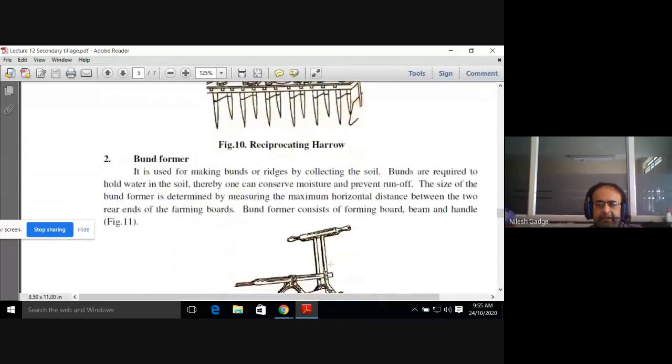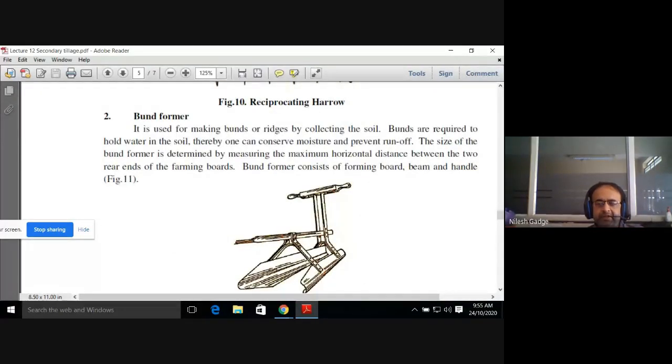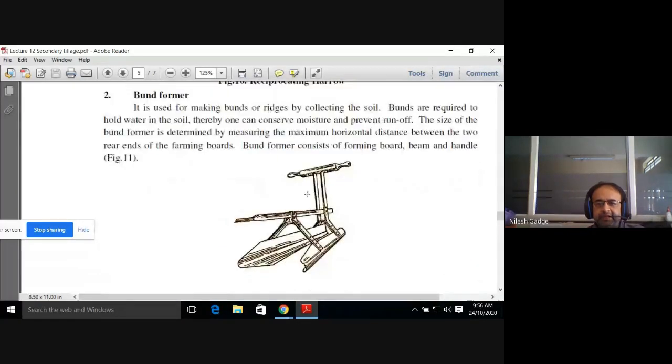Then there is a bund former. This is not a harrow. It is not a type of harrow, but a secondary tillage implement. It is used for making bunds or ridges by collecting the soil. Bunds are required to hold water in the soil, thereby one can conserve moisture and prevent runoff. The size of the bund former is determined by measuring the maximum horizontal distance between the two rear ends of the framing boards. Bund former consists of a boarding frame, beam, and the handle.